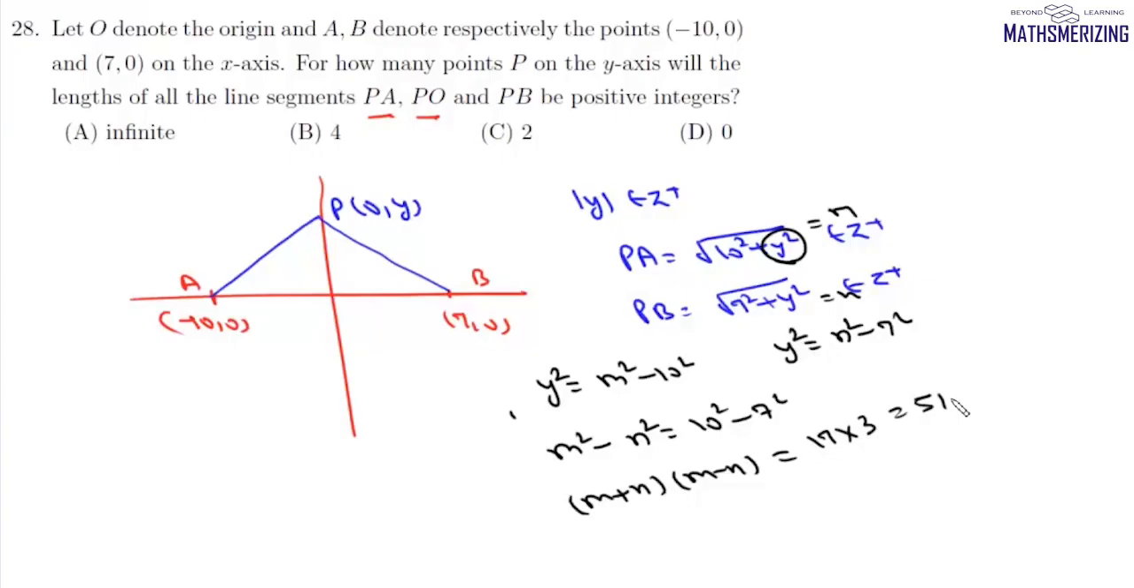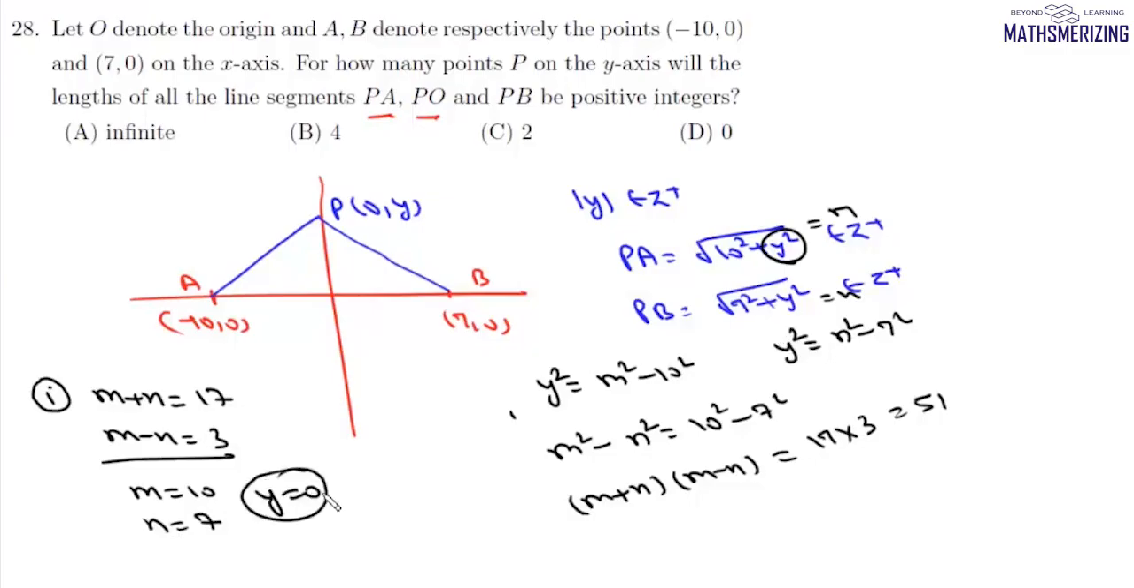Now we can have 2 separate cases. Case 1, when m + n is 17 and m − n is 3. Now we'll add them. We'll get m as 10 and n as 7. But in this case, we'll get y as 0. But then it said it must be a positive integer. So that means we are not going to consider this case.